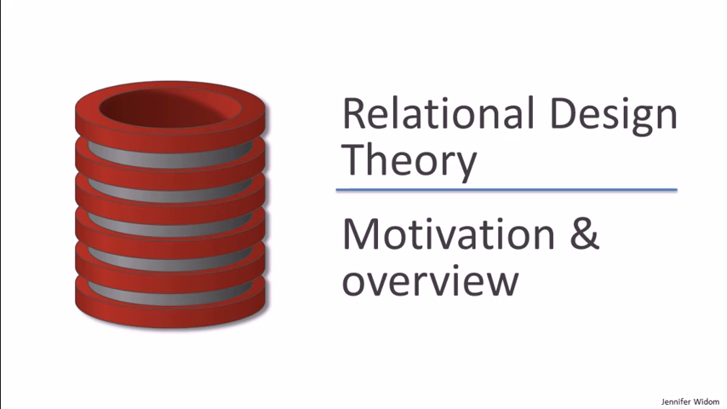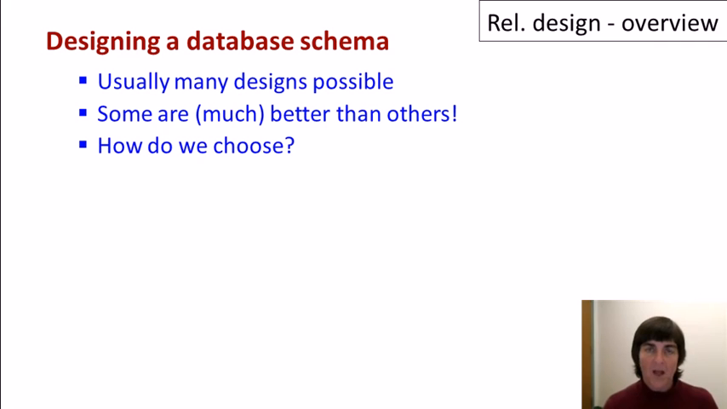In this sequence of videos, we'll learn about designing good schemas for relational databases. So let's suppose we're building a database for an application or set of applications, and we have to figure out what schema we want to store our data. Usually there are many different possible schema designs for a database, and databases do tend to get quite complicated, and some designs are much better than others. So how do we choose what design to use?